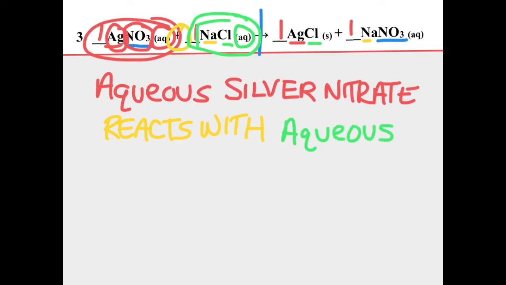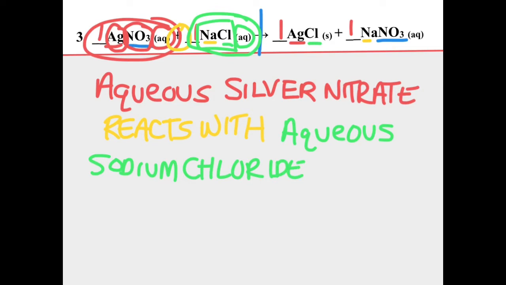NaCl. This is a metal and a nonmetal. It's ionic, so I'm going to look on my ion sheet. Na is sodium, Cl is chloride. So I'm going to call it aqueous sodium chloride. And then from there, I've got my arrow. My arrow means after these two things react, you're going to form or to yield. So aqueous silver nitrate reacts with aqueous sodium chloride to yield.